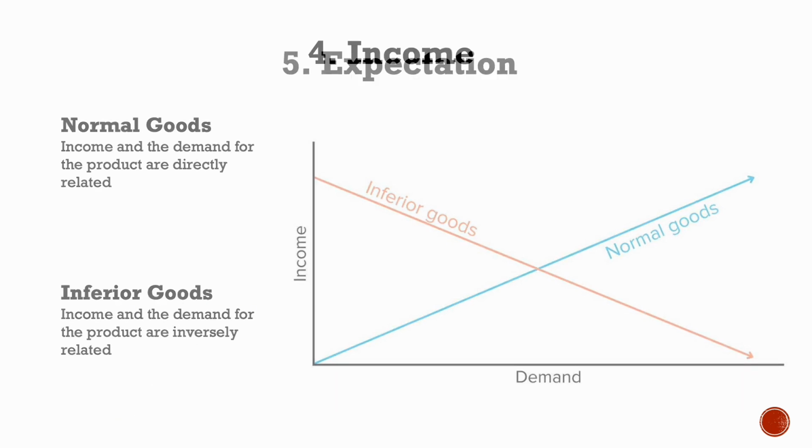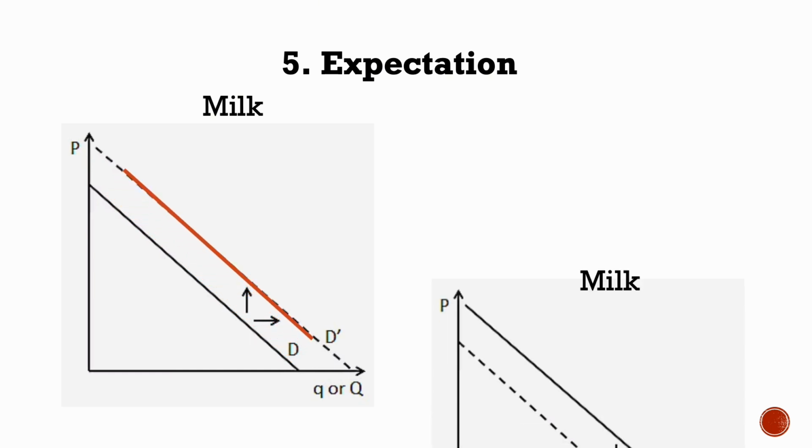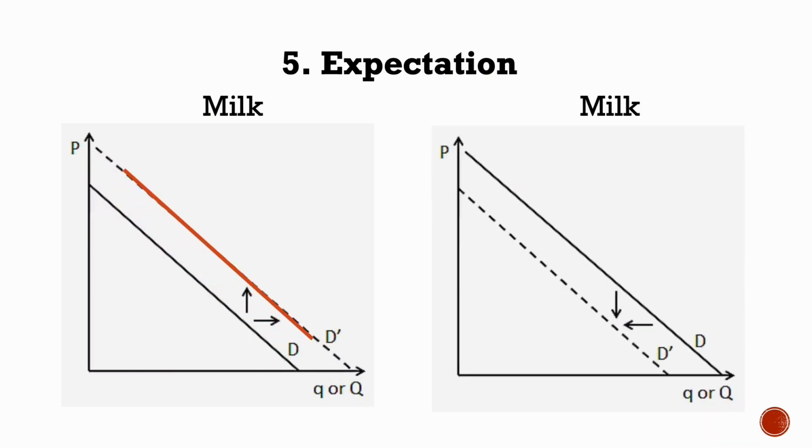The last shifter of demand is a change of expectations. For example, if you think the price of milk is going to increase next week, we are going to buy more today, so the demand will increase. If the price of milk is going to decrease next week, we are going to buy less today, so demand will decrease.